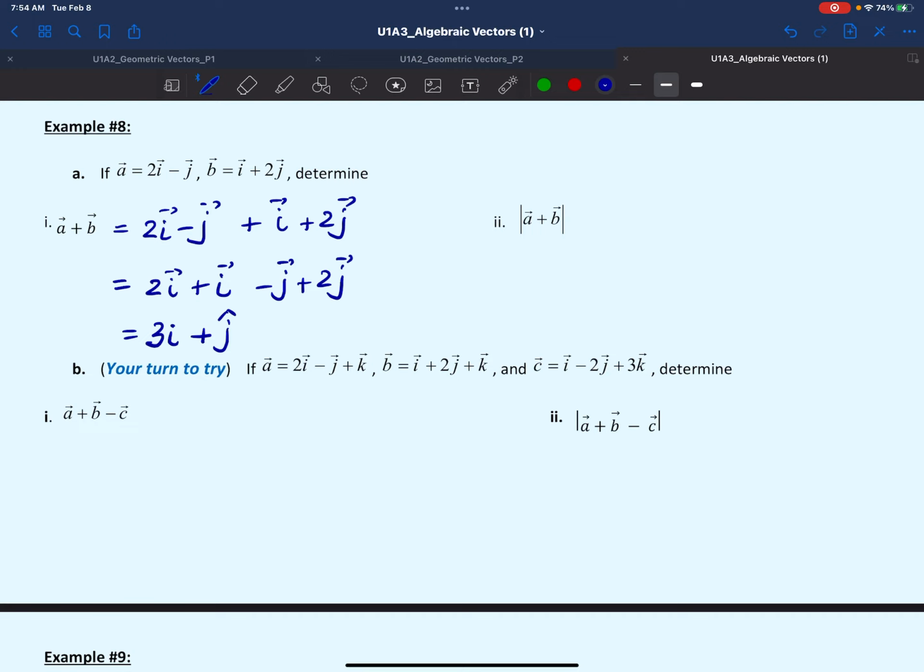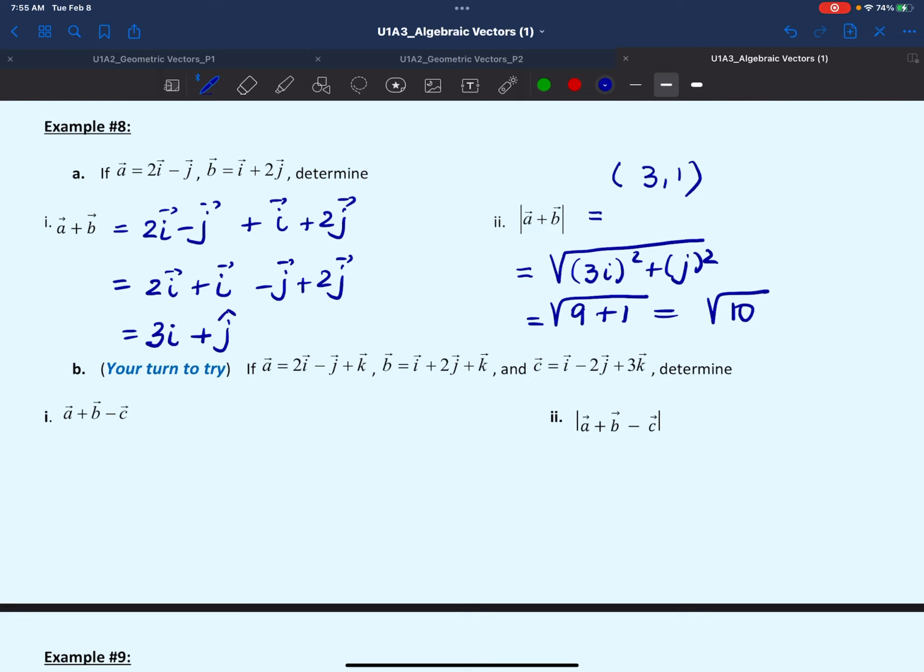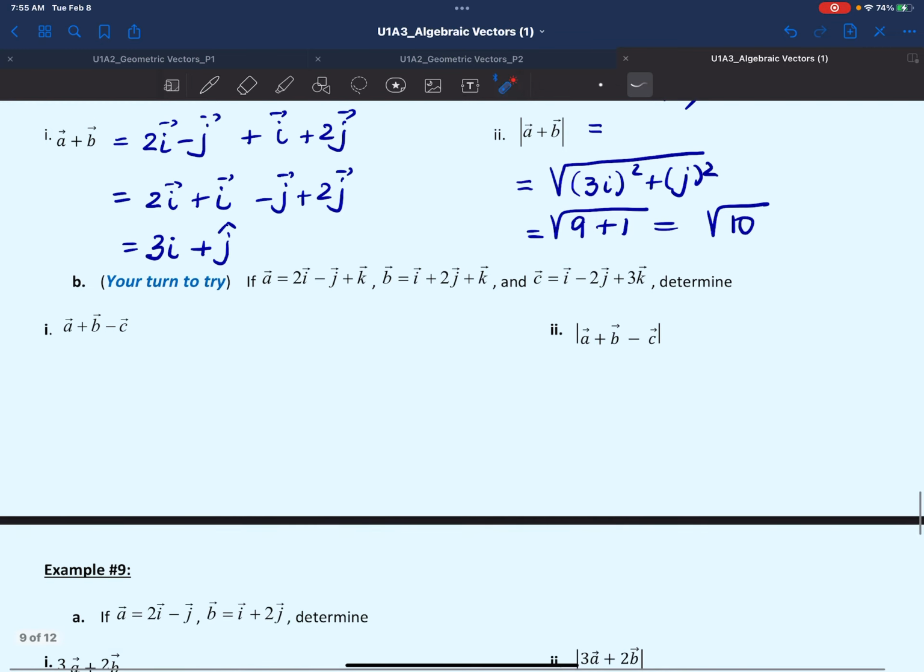If we want to find the magnitude of A plus B, no problem. So we're going to go ahead and square root the square of each coordinate. So 3 squared plus 1 squared. So that would equal 9 plus 1. That's the square root of 10. So we can use the component form of A plus B, which is 3 and 1, and then substitute into the magnitude formula.